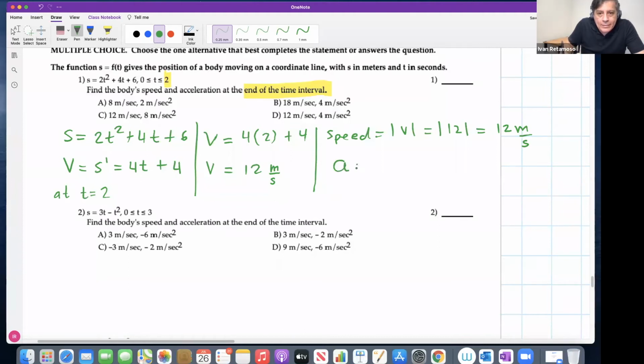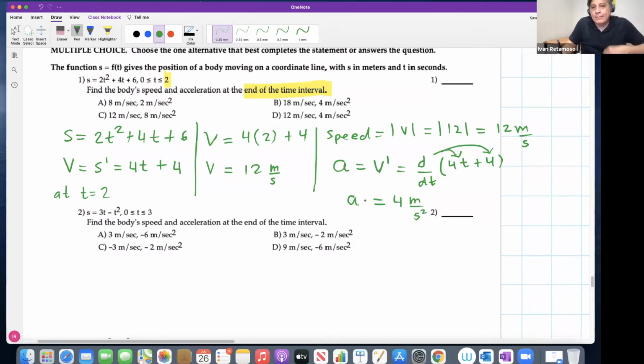acceleration, but the acceleration, remember, is the derivative of the velocity, v prime. The velocity is this function, 4t plus 4. So basically, I have to take the derivative with respect to t of this guy, 4t plus 4. So the acceleration will be the derivative of 4t: 4 comes out, and the derivative of t is 1, so 4. The derivative of 4 is 0. So this should be the acceleration. The unit should be meters per square second for acceleration. They're working in the international system.